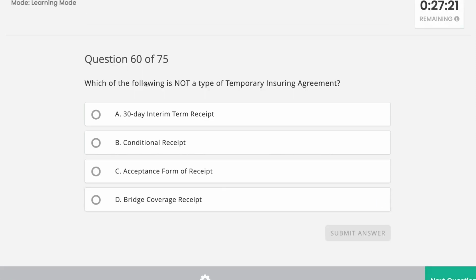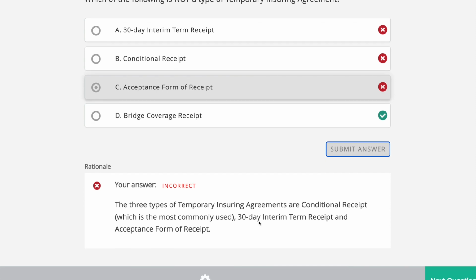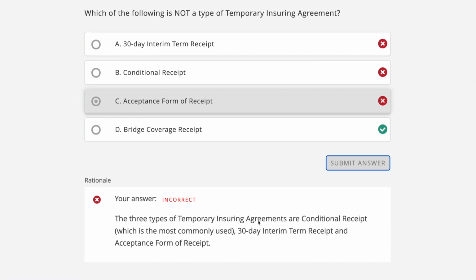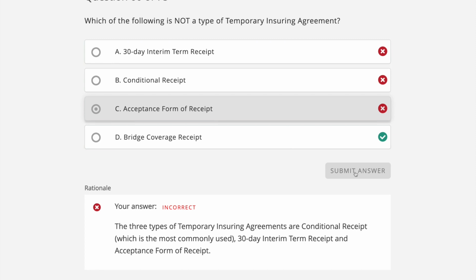Next one. Which of the following is not a type of temporary insurance agreement? 30-day intermittent conditional receipts, acceptance forms to receive binding coverage. Man, I have no idea. I forget this one. Binding coverage receipt. So that one's not a type of temporary insurance agreement. The rest are the 30-day conditional acceptance form and receipt. Okay, it's a tricky question.